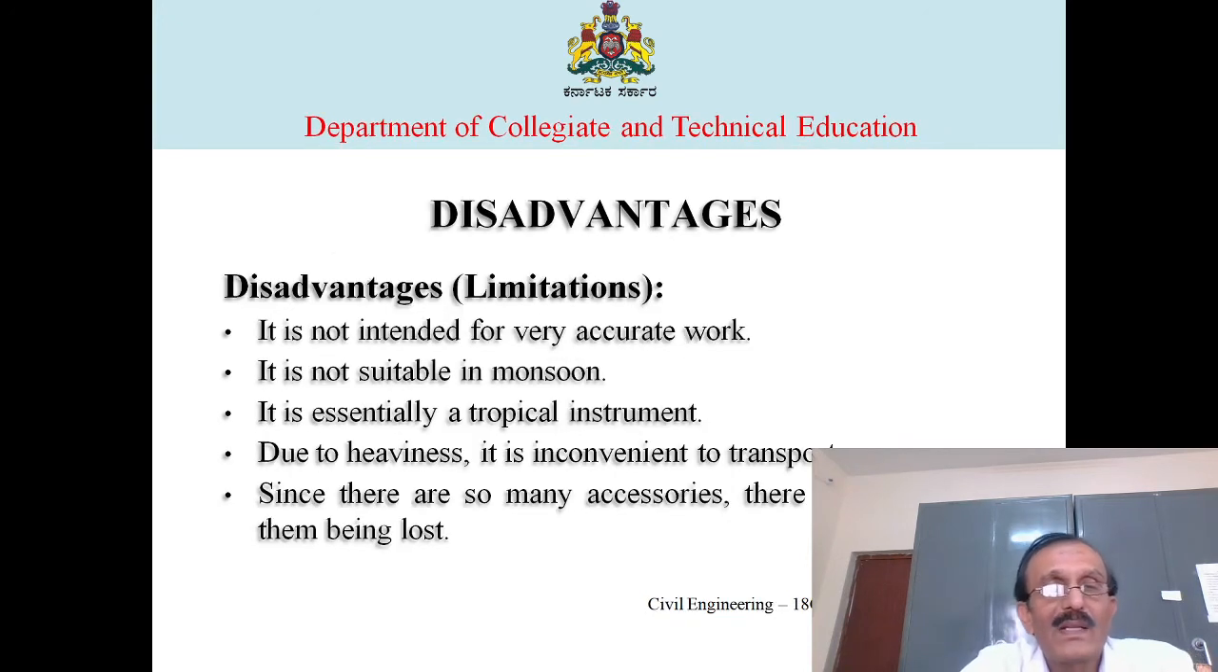Disadvantages: it is not intended for very accurate work. It is not suitable during the rainy season. It is essentially a tropical instrument. Due to heaviness, it is inconvenient to transport, and it also has a number of accessories. Therefore, there is every possibility that they may be lost.